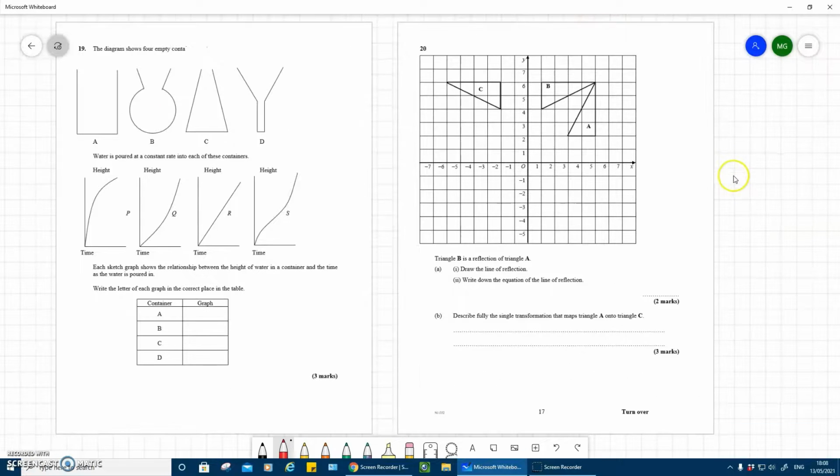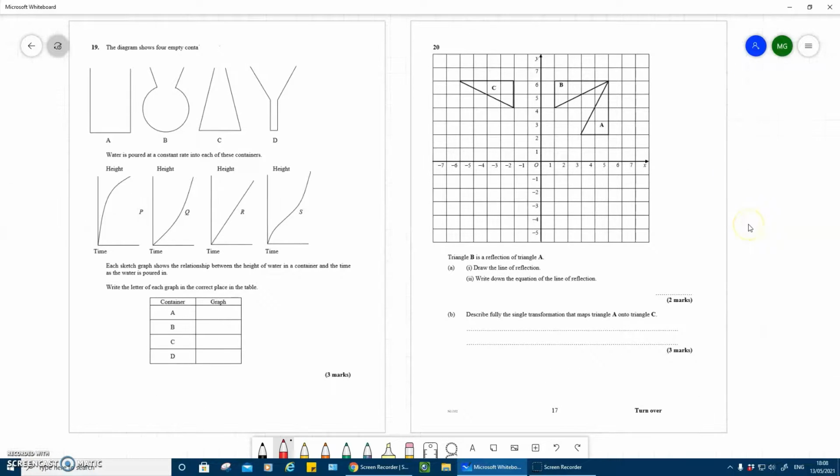Okay. Question 19. Containers fill at constant rates. Which one's which? So the first one is filling up at a constant rate. Okay, so the height over time will be a straight line. So A is R. So we'll put that one in.